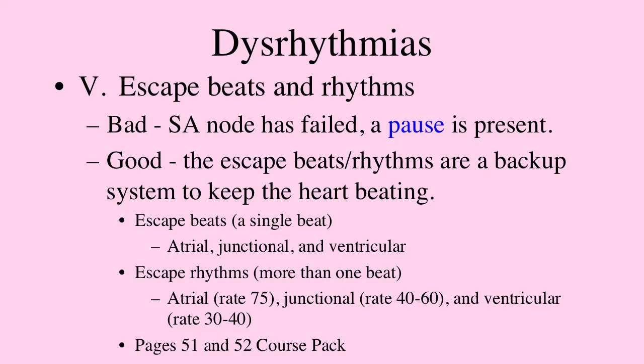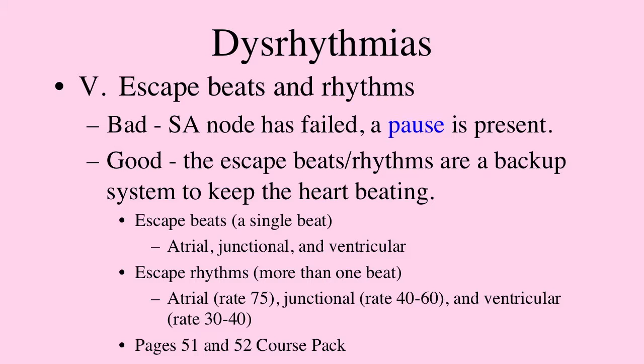You have atrial escape rhythm, more than one, upright P wave, kind of a normal rate, and then on the middle one you have a pause coming in. You have P waves that are inverted, the rate's a little slower, so that's a junctional escape rhythm. Then the bottom one has the pause coming in, and you have a very slow, wide rhythm, which is a ventricular escape rhythm. And those are good examples of escape beats and rhythms on pages 51 and 52.